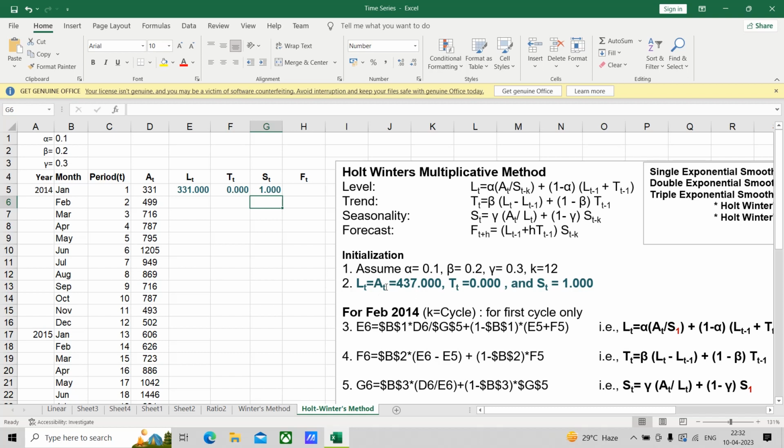So for the first row I have initialized like this: L(t) equal to 81 and T(t) is 0 and S(t). This is the initialization value for the first period only.